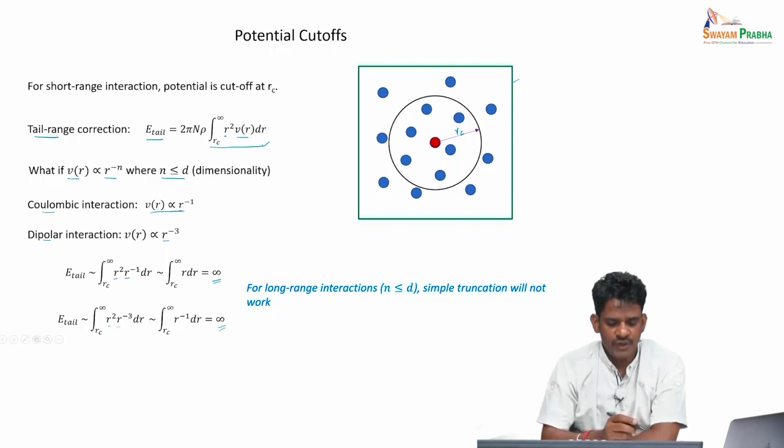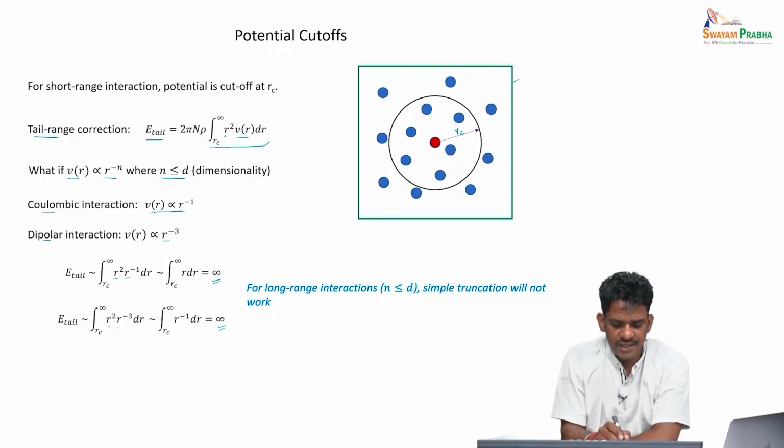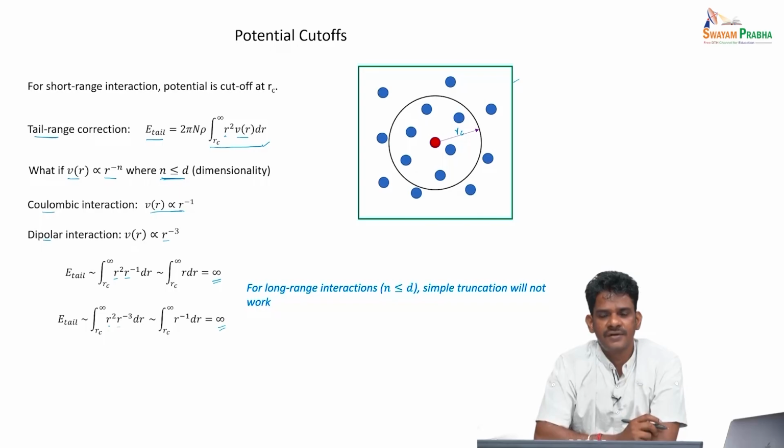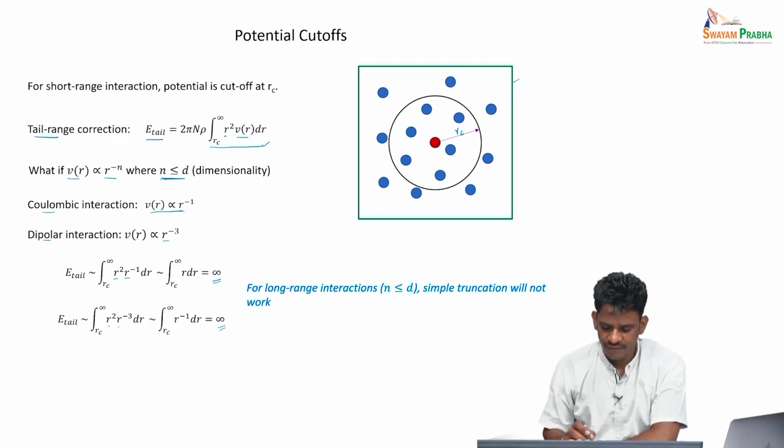That means, when you have long range interactions, what I mean by long range interaction is the condition given here, where the exponent n is less than or equal to the dimensionality of the system. Such forces are known as long range forces or long range interactions. In such a case, we cannot apply a simple potential truncation and add tail corrections. So, simple truncation will not work for long range interactions.